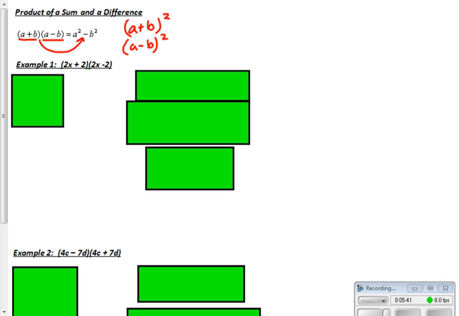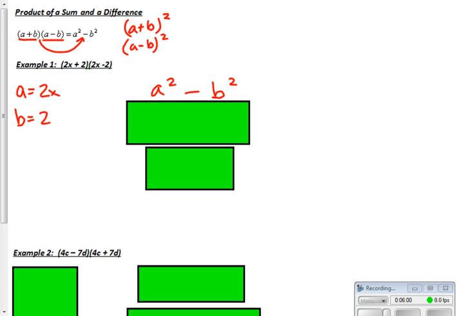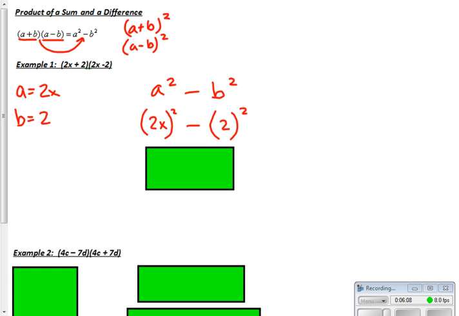Again, we look at this, our a value would be that first value there, so we're going to wind up with 2x, and our b value is going to be 2. It's just a number there. A is 2x, b is 2. Here's that simplified equation. When you see (a + b) parenthesis and (a - b) parenthesis, we're going to use a squared minus b squared. Use your substitution. We have (2x) squared minus 2 squared. Do your computation. We wind up with 4x squared minus 4.